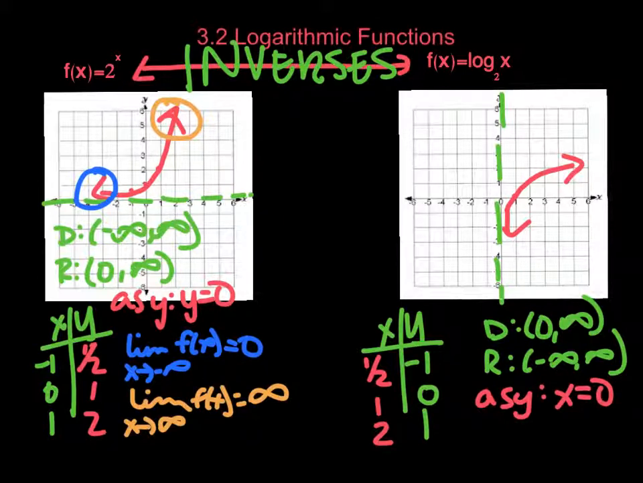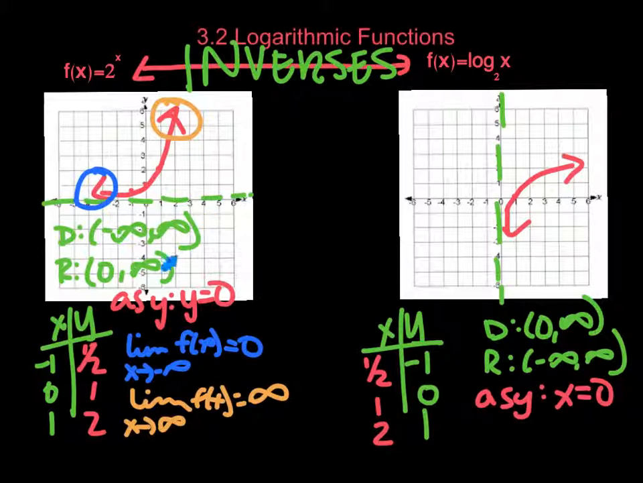So you'll notice a couple things before I start talking about end behavior. My domain of my exponential is the same as my range of my logarithmic. My range of my exponential is the same as my domain of my logarithmic. They're inverses of each other. Okay? So basically they're going to switch.